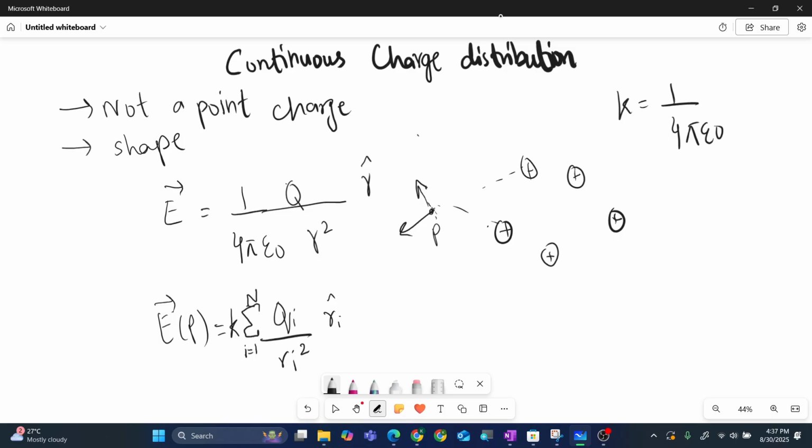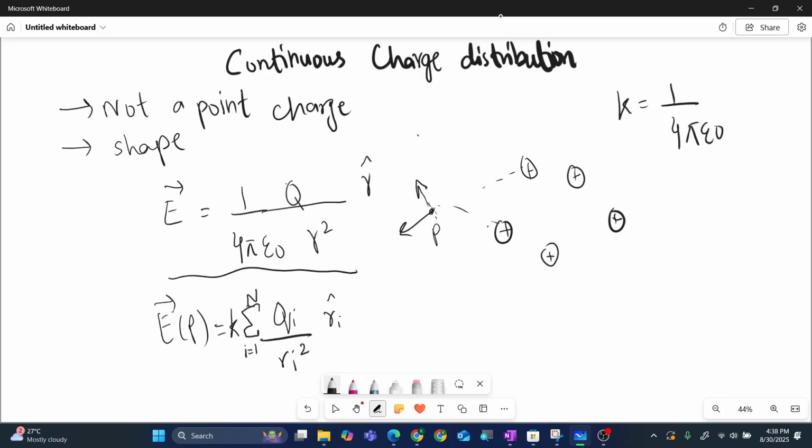A continuous charge distribution is not a point charge. So you might have calculated the electric field due to a point charge using this formula, which is electric field equals 1 over 4 pi epsilon naught, which is our Coulomb's constant and is represented with a small k to simplify our calculations, times q, which is our source charge due to which the electric field exists, divided by r squared, which is the distance from the source charge to the point, and r unit vector.